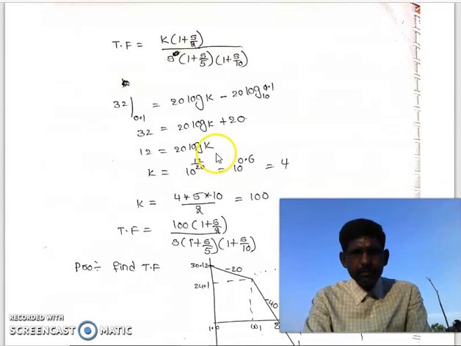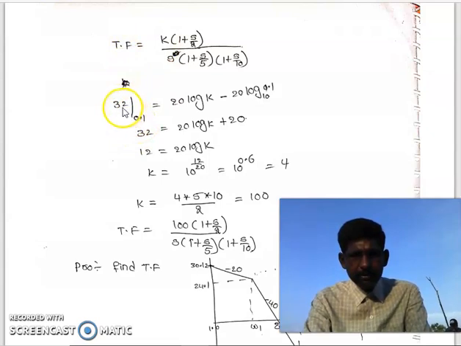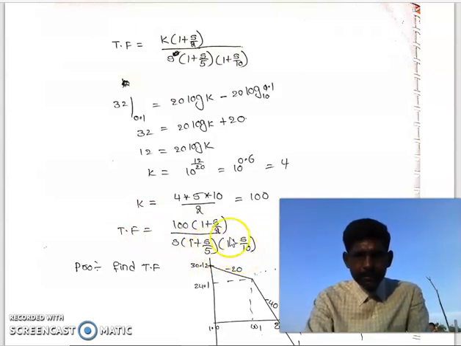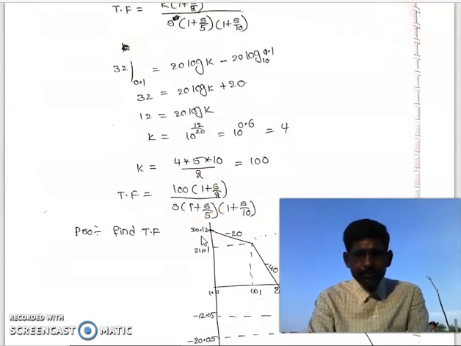To find the k value, equate at the corner frequency 0.1, the magnitude is 32. 20 log k minus 20 log 0.1 is 32. The remaining terms, 1 by 2, 1 by 5 and 1 by 10, can be neglected when compared to 1. So all these three terms can be neglected. So the k value is 4. So the transfer function is 100 into 1 plus s by 2 divided by s into 1 plus s by 5 into 1 plus s by 10. This is the required transfer function for the given problem.